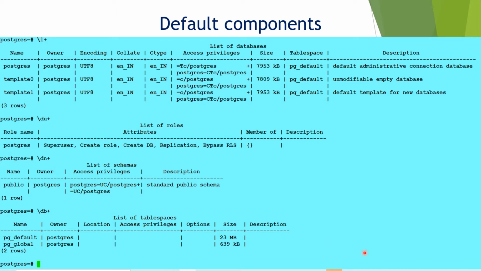pg_default is the main data directory. Here you will have separate directories for each database within which you can find table and index data files. The second one is pg_global. It holds DB server catalog tables that are shared across all databases. It is always good practice not to use the above mentioned default components as part of your application design.